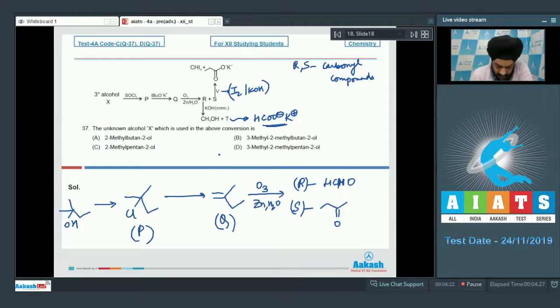Okay, let us look at the questions given to us now. In question number 37, it says the unknown alcohol X which is used in the above conversion is. So students, the IUPAC name of the compound has been given to us. So if we try and figure out its IUPAC name, students, it is going to have 4 carbon atoms in the main chain, and the numbering is going to start from here. So 1, 2, 3 and 4. So it will be a 2-methyl 2-hydroxy compound. Okay, so we have 2-methylbutan-2-ol. And if you look at the options which are given to us, students, we can clearly see that option A has to be marked as the answer for this question. It is 2-methylbutan-2-ol.